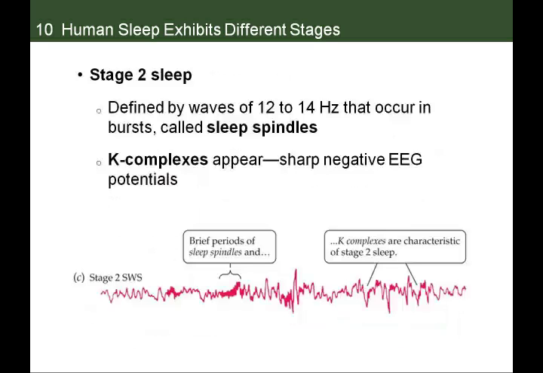And then you have stage 2. Stage 2, the frequency now we're at 12 to 14 hertz. And there's two kinds of signs for stage 2. One is that you have what's called sleep spindles, where you have this very high frequency. You see that here? This high frequency? And then 2, you have what's called K complex, which is this sharp negative waveform. So these two indicate that the person is in stage 2, slow wave sleep.